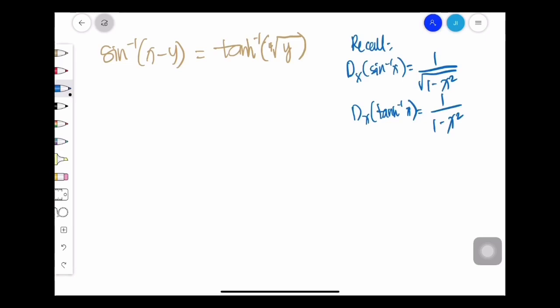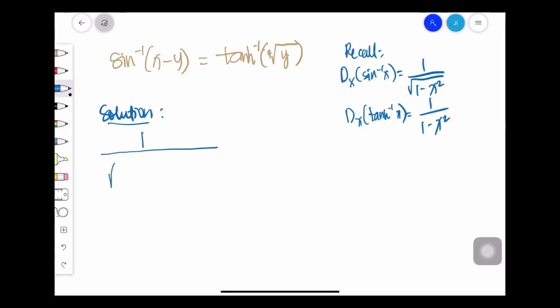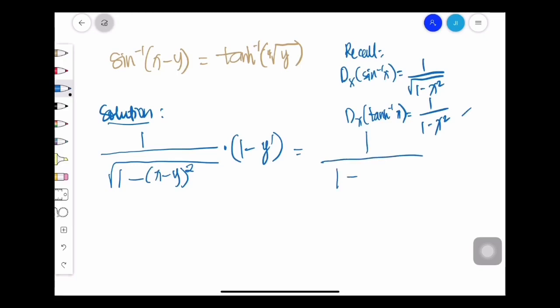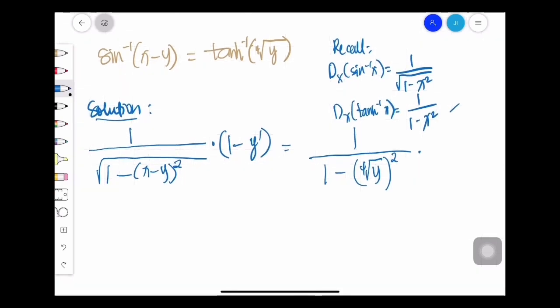So first, for the left-hand side, the derivative of the inverse sine is 1 over the square root of 1 minus the square of what's inside. Am I correct? Multiplied with the derivative of x minus y. And we know that that is 1 minus the derivative of y with respect to x, which is y prime. Okay? It is equal to the derivative of the inverse hyperbolic tangent. From here, we know that that is 1 over 1 minus the square of what's inside. Am I correct? Then multiplied by the derivative of what's inside.